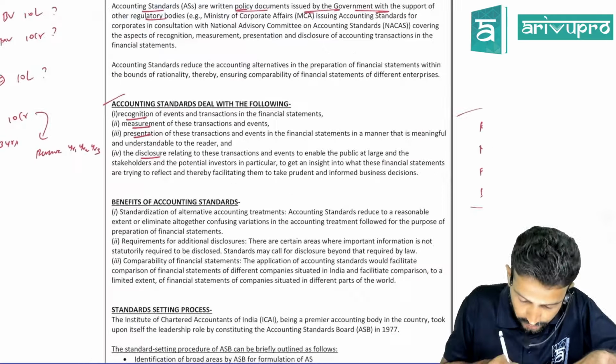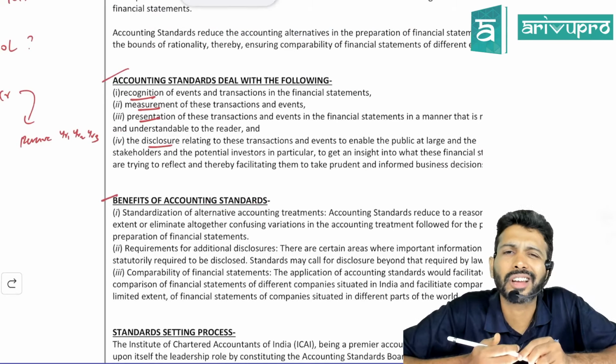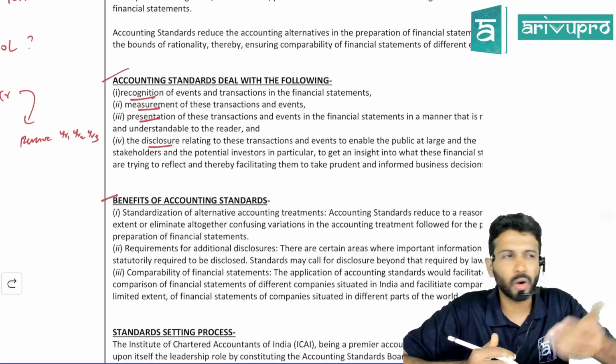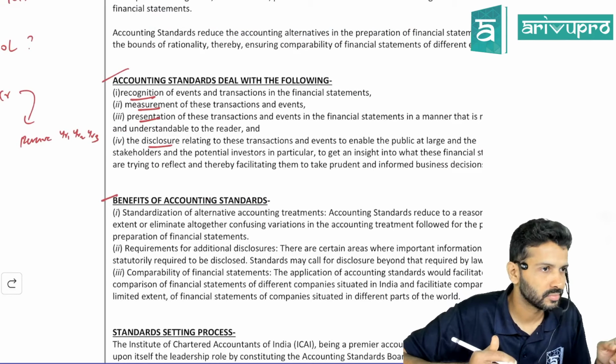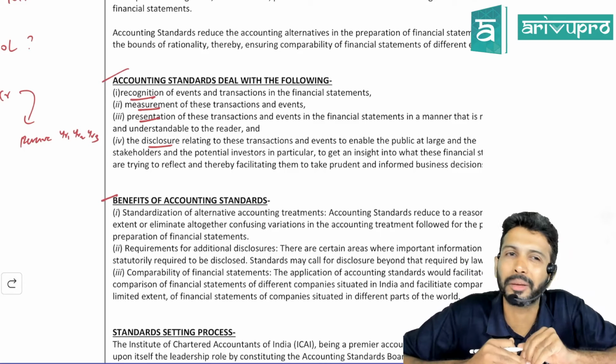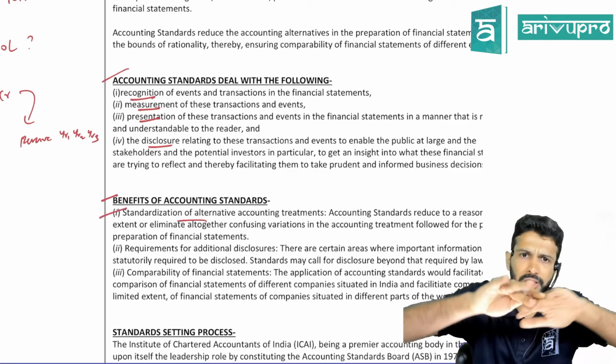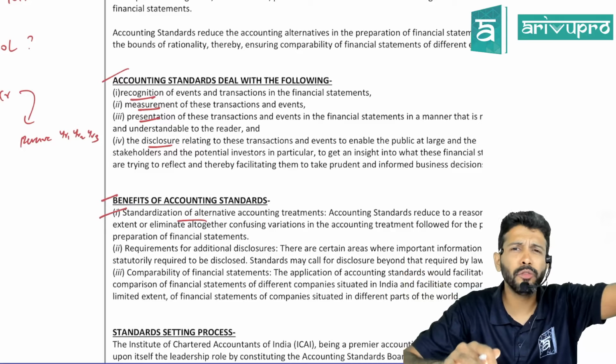Super, sir. Next one, sir. Benefits of accounting standards. So what are the advantages of accounting standards, sir? Accounting standards are basically rules. Can you follow one rule, somebody else will follow another rule, or it will be the same? I mean, it will standardize the process. Everyone is following the same thing. Some confusion and all is gone.